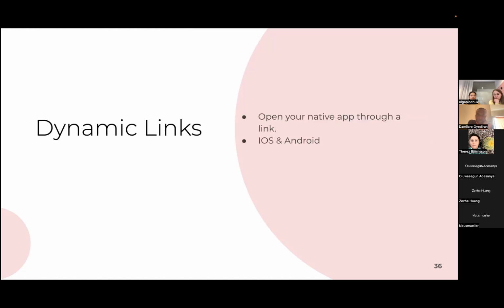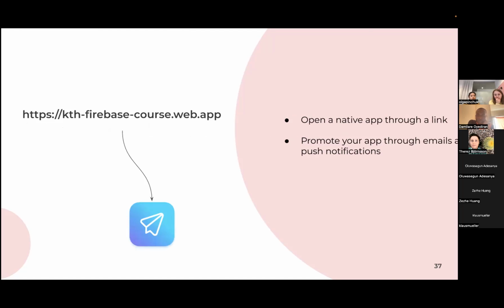So what are dynamic links? Dynamic links are also for mobile native apps. If you have a link, let's say in an email, and you open the link on mobile, you can connect your mobile app to this link. So instead of opening a website, your phone will open the app. And this is also a great feature for promoting your app through emails, or getting users to come back to the app through push notifications.